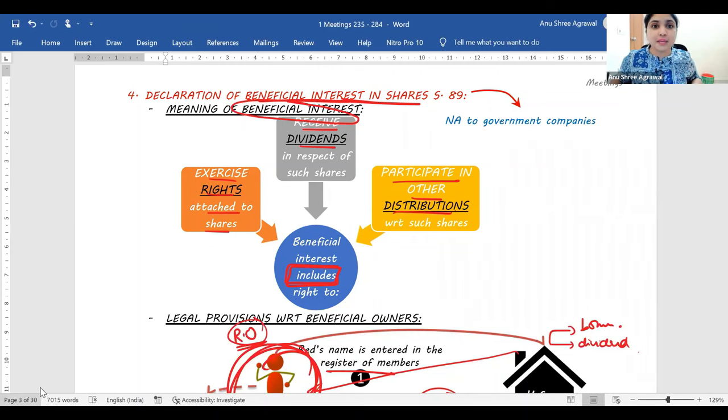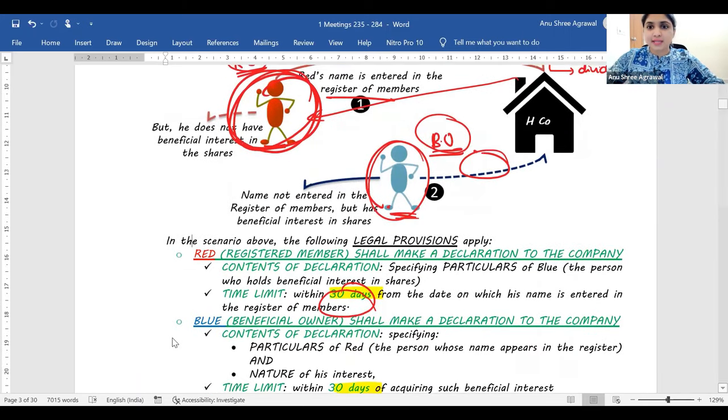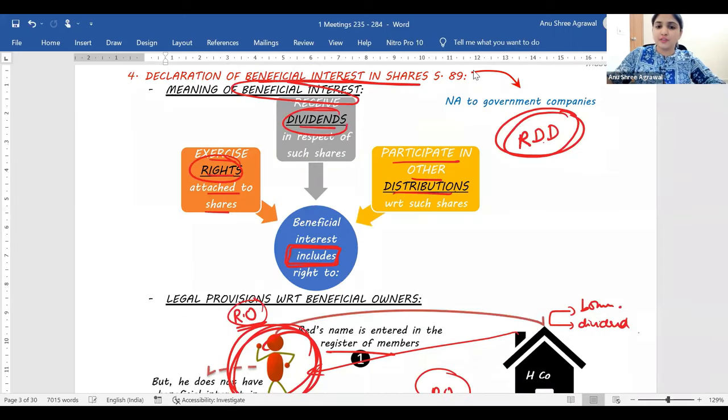Once again, what is beneficial interest? It includes the right to exercise rights, the right to receive dividend, and the right to participate in other distributions. RDD. Three things. All three keywords should be there in your answer paper: exercise rights, receive dividends, participate in distributions. Tell me one last time, what are the three things? Number one, exercise rights. Number two, receive dividends. Number three, participate in distributions. Rights, dividend, distributions. All three keywords should be in your answer paper.